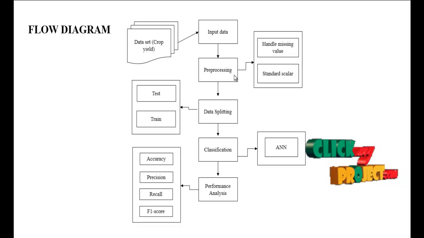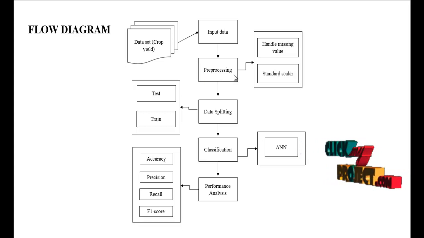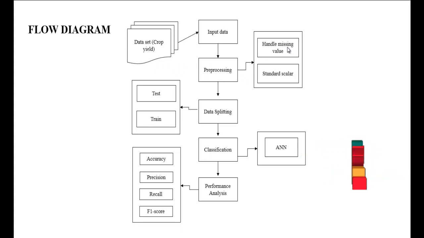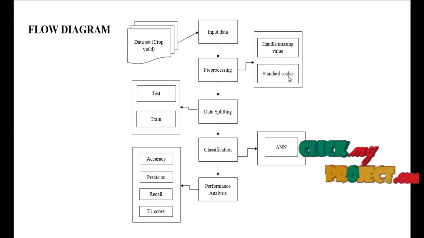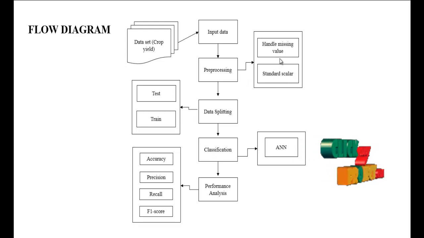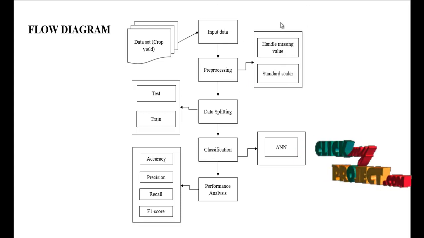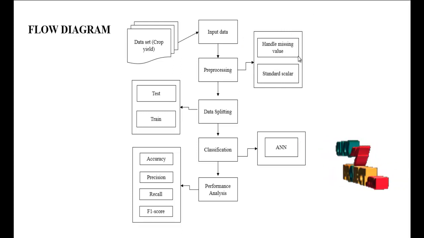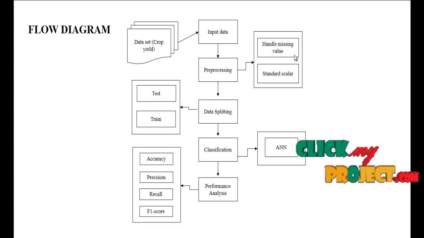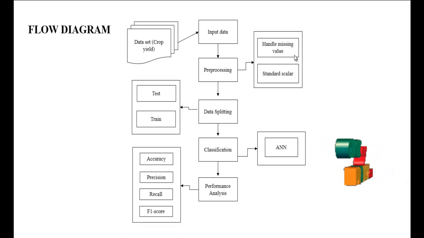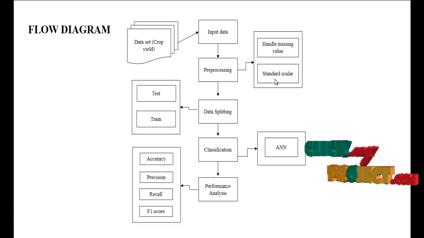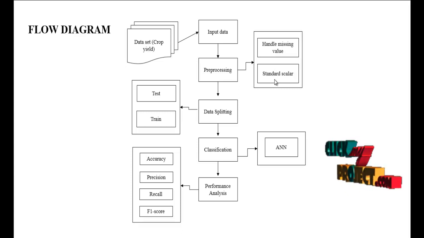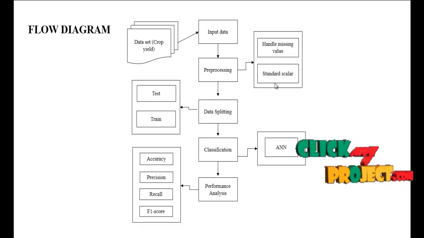In this step, we have to remove the unwanted data or unnecessary noise. Here we use handling missing values and standard scaler. Handling missing values means we have to check the missing values in our data set. If any missing values occur, we have to replace them by zeros or null values. Then we have to use standard scaler. The standard scaler removes the mean and scales each feature or variable to unit variance.